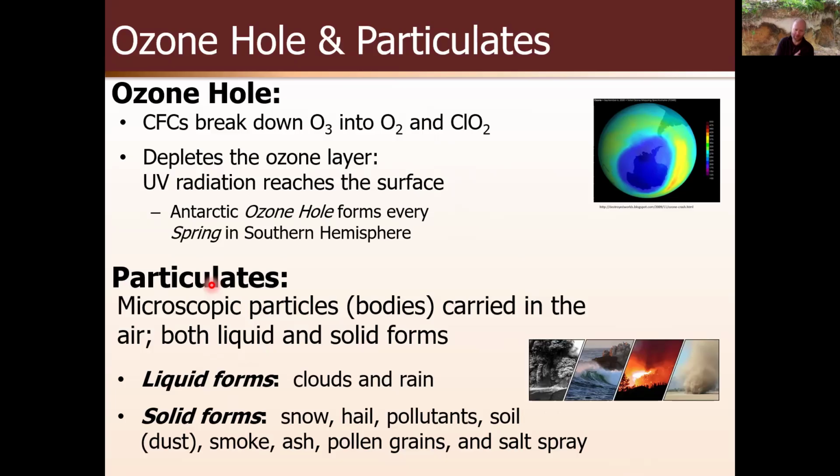Okay, so moving on, particulates in our atmosphere, literally little tiny particles, are really important. That composition is microscopic particles carried in the air, both in liquid and solid form. Liquid forms being cloud and rain, and then solid forms, even snow, but also pollutants, smoke, dust, ash, pollen, salt spray, etc. These are also very important as they absorb and re-emit radiation.